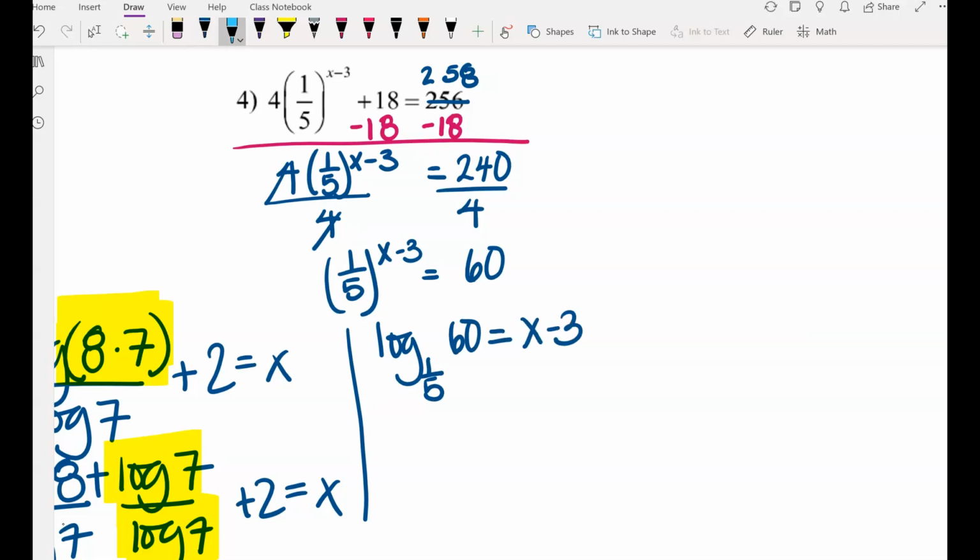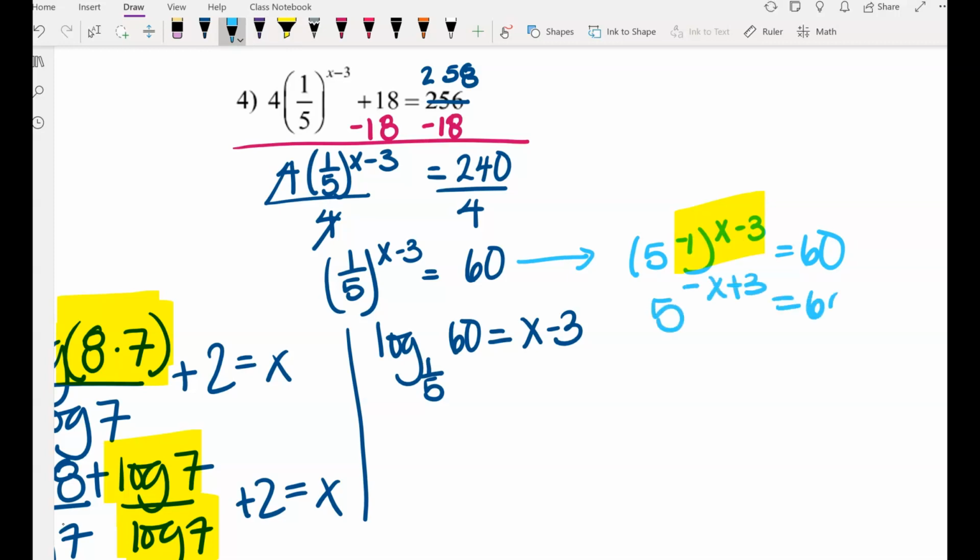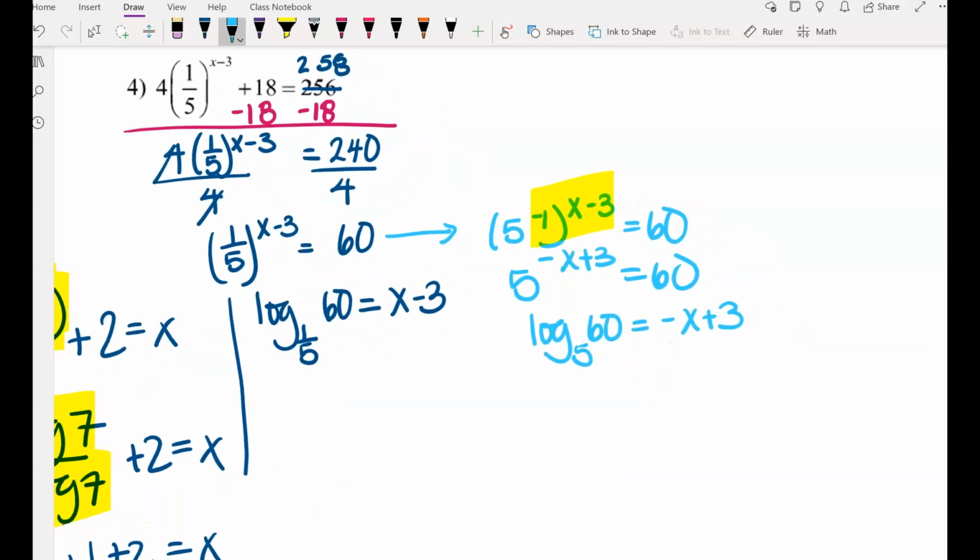Now I'm also going to show you another way to go about this. Would you agree that 1/5 is really 5 to the negative 1 power, and we had x minus 3 that was still there? Now this is power to the powers here, so we are going to distribute your exponent. So that's going to be 5 to the negative x plus 3 equals 60. Now for this one, your base is 5, so log base 5 of 60 equals negative x plus 3. So we are going to solve both ways here. And as you can see, if you use your calculator and round it, you will get the exact same answer.